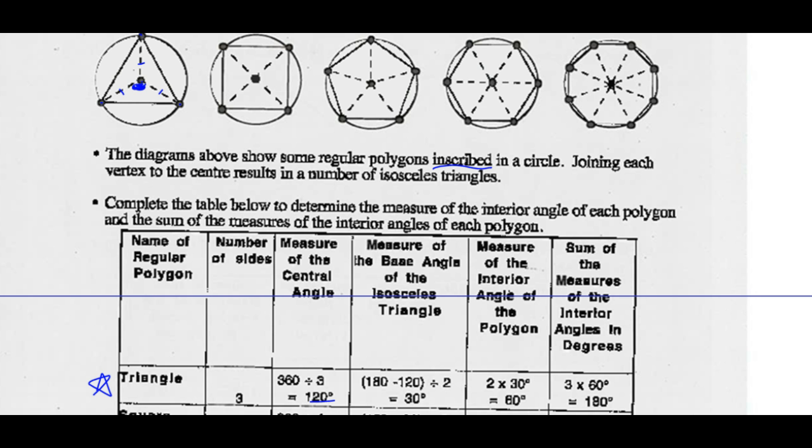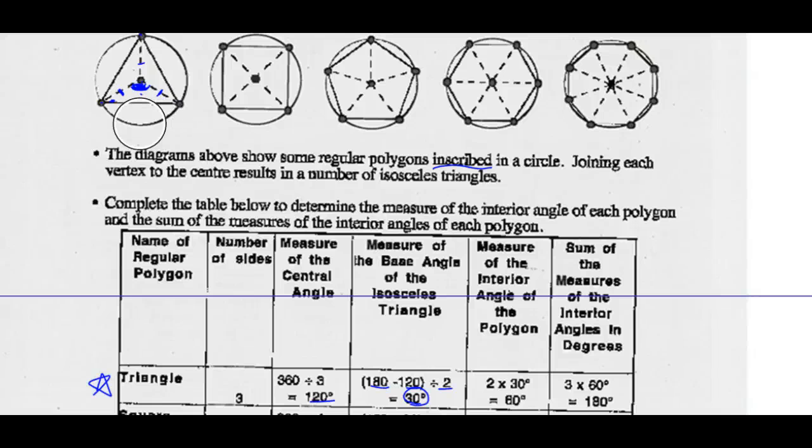Now it says measure of the base angle of the isosceles triangle. Here's the isosceles triangle, one of them that they're talking about. If I know this blue angle here is 120, then I can figure out these 2 equal angles. The isosceles triangle would have these 2 angles being equal. So we know the sum of the 3 angles is 180, minus that central angle of 120, and divided by 2 because we've got 2 equal angles here, and you get 30 degrees. So each of these angles is 30 degrees.